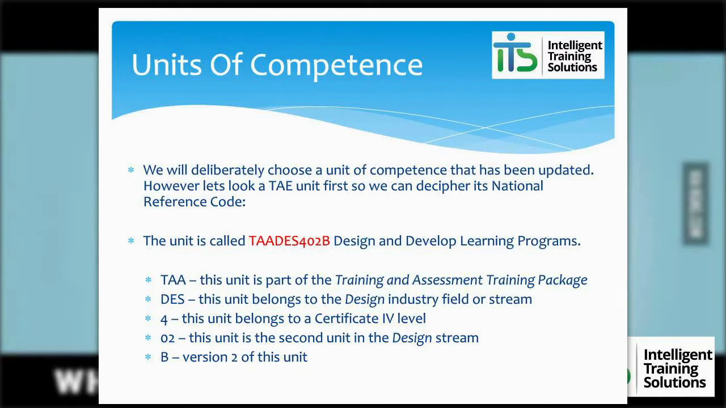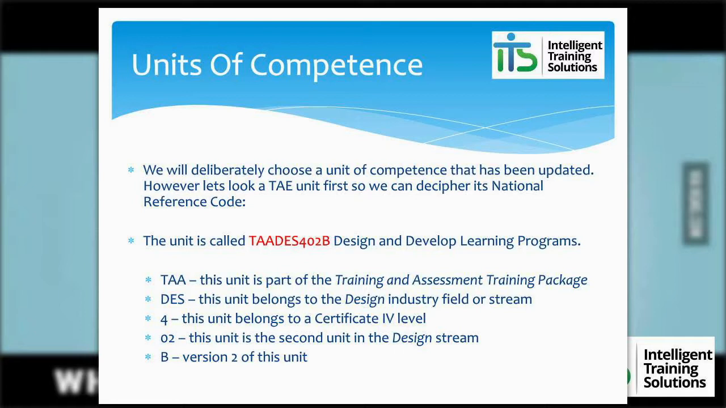So quite often we'll do that. It just depends, but most times the logical stream works okay. And then finally, you've got the letter at the end, which is now missing from a lot of the new units of competence. They've dropped that. But in the older units, you've got the letter, and that's telling you that it's the second version.